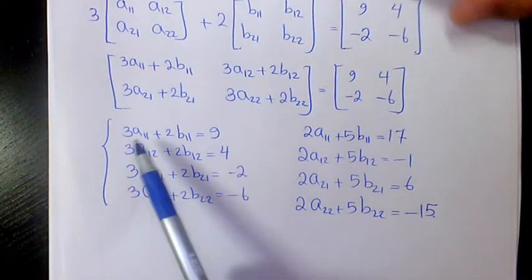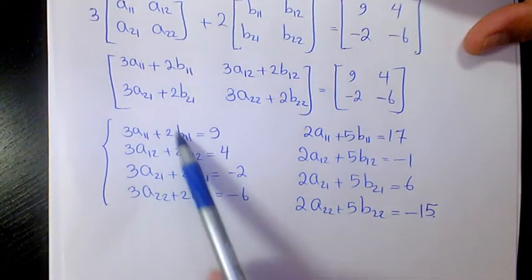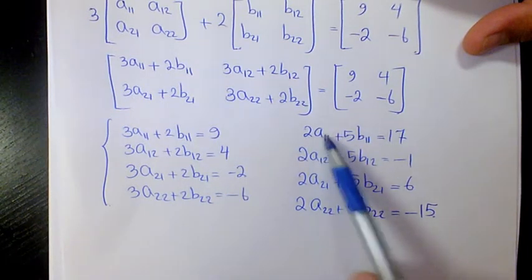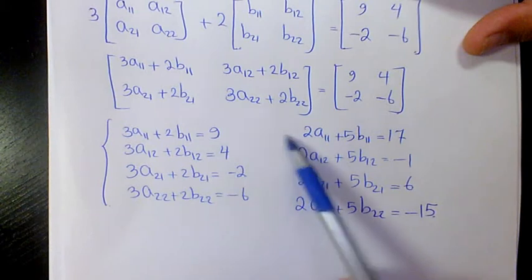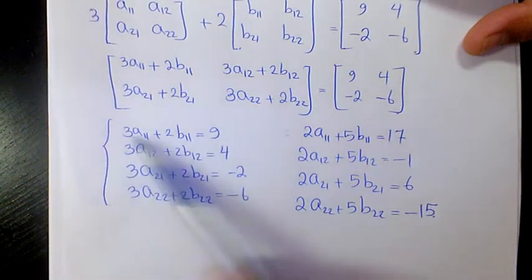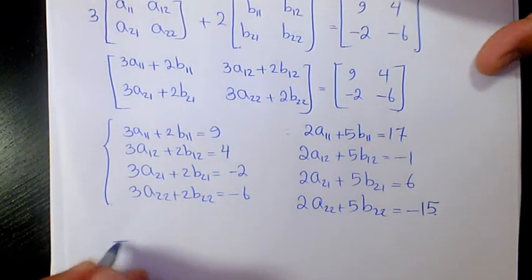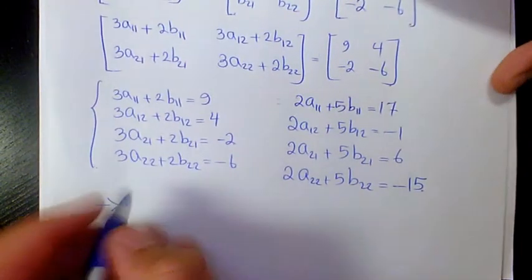For example, 3a11 plus 2b11 equals 9, and 2a11 plus 5b11 equals 17. So I multiply this one by negative 3 and this one by positive 2, and then you add them. Then you find these numbers.